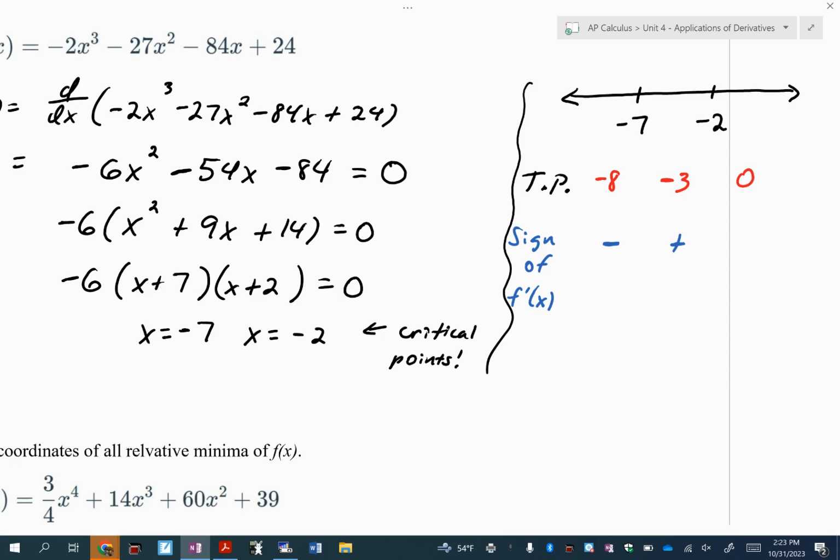Plug in 0. 0 plus 7, positive. 0 plus 2, that's a positive. So what's a negative times a positive times a positive? A negative. Now, here's the exciting part.